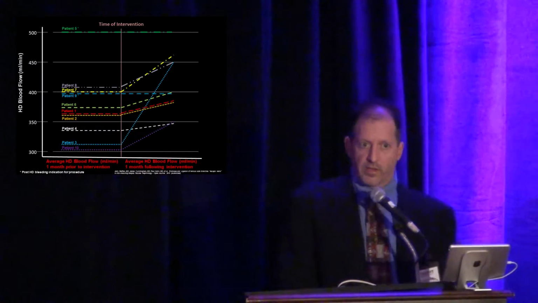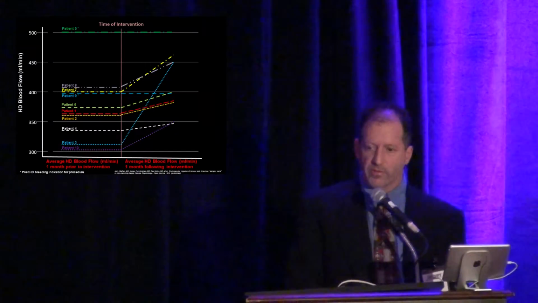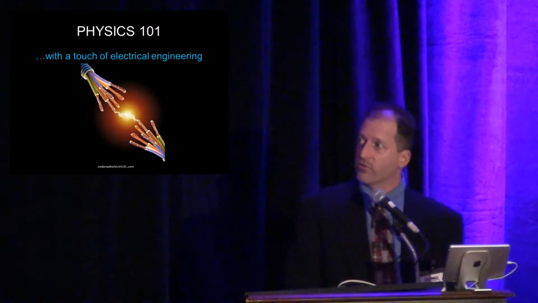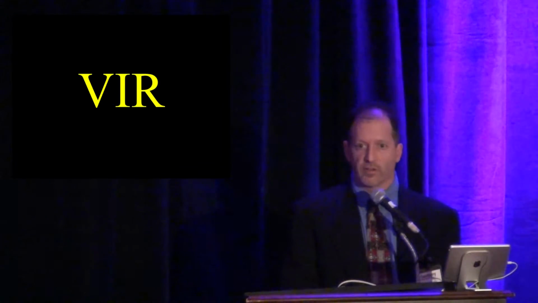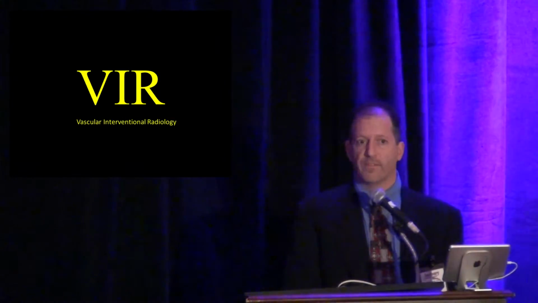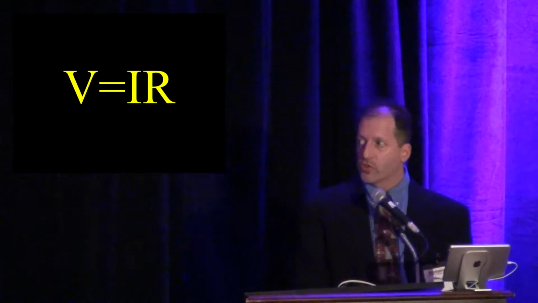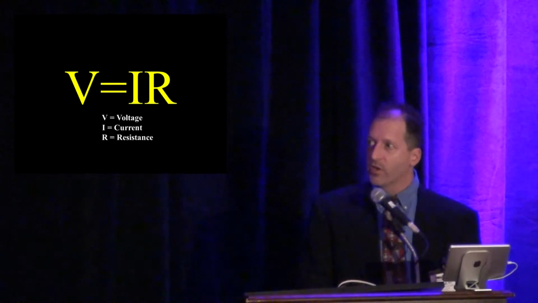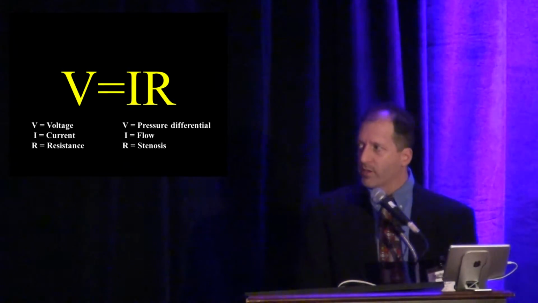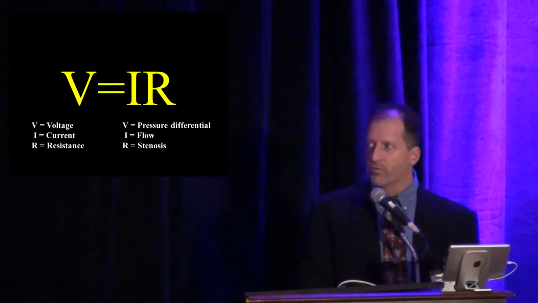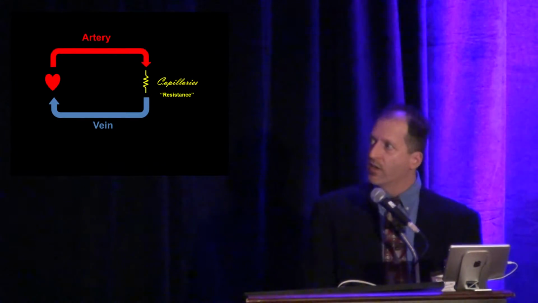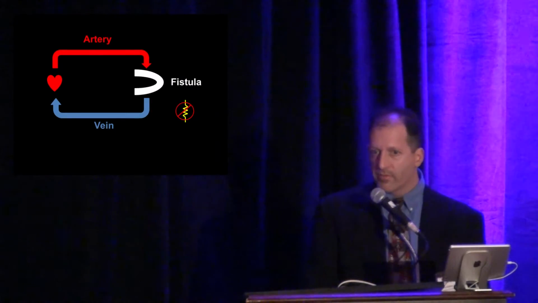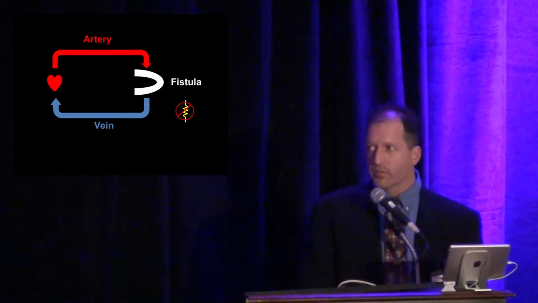So, how does this happen? Why does it happen? I'm going to explain it with a little physics 101, a little touch of electrical engineering. So, VIR, what is that? Everybody knows, vascular interventional radiology. But what about this? How about V equals IR? That's voltage, current, and resistance, which could also be the same as, voltage can be the same as pressure, current could be the same as flow, and resistance could be the same as stenosis. It's a simple circuit. Heart, artery, goes to the capillaries, you get some resistance, and it goes to a vein. When you put a graft in, you basically get rid of the resistance.